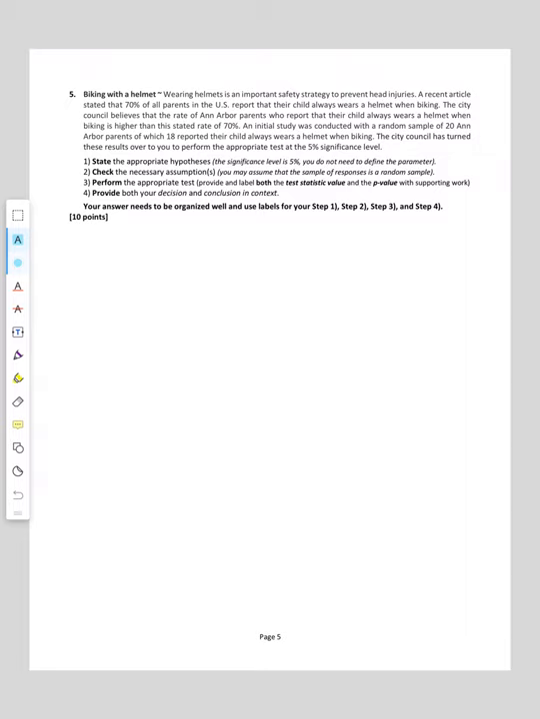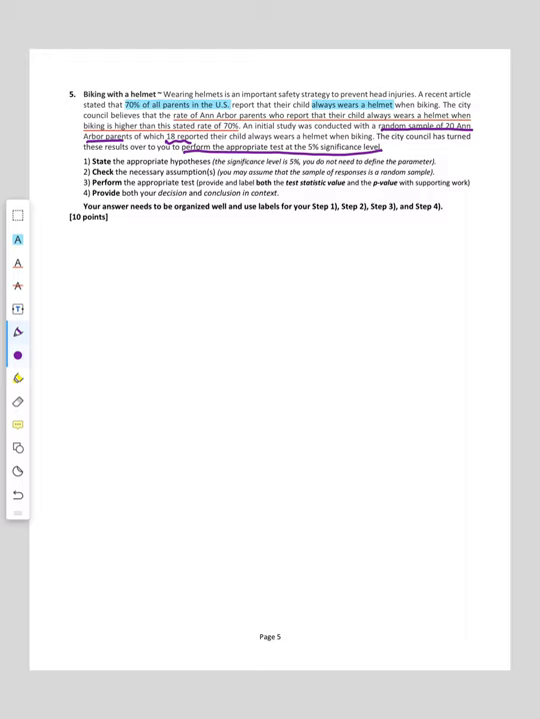An article stated that 70% of all parents in the U.S. reported that their child always wears a helmet when biking. The city council believes that the rate of Ann Arbor parents who report this is higher than the stated rate of 70%. So they want to do an initial study with a random sample of just 20 Ann Arbor parents. 18 said, yes, their child always wears a helmet. They turn these results over to us to perform the appropriate test at a 5% level of significance.